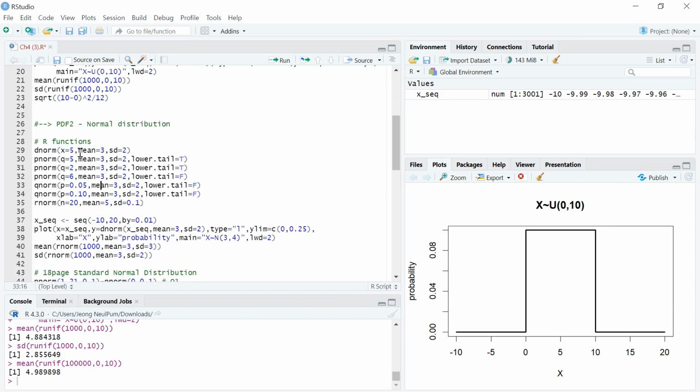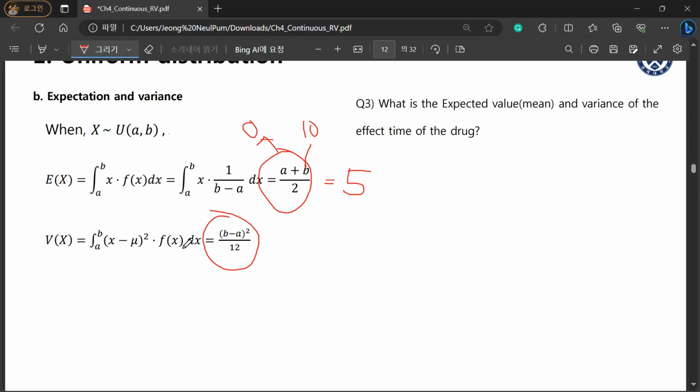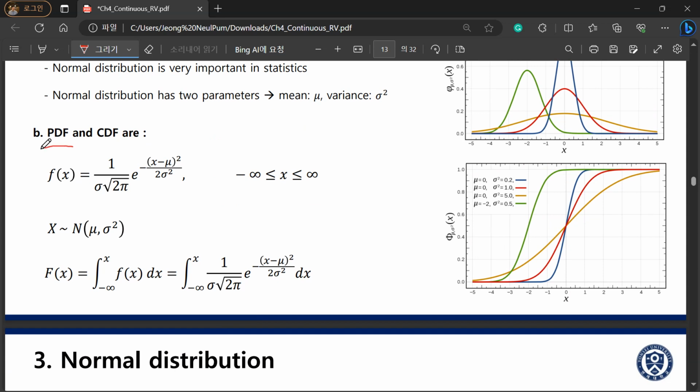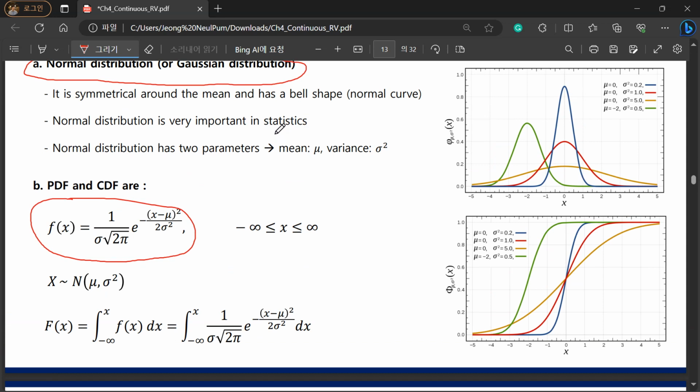So the next chapter is normal distribution. Normal distribution is actually one of the most important and one of the most famous distributions in the statistical world. So its PDF, the density function, is like this one. And as you already know, we need 2 hyperparameters, which are mu as mean and sigma squared, which is variance.